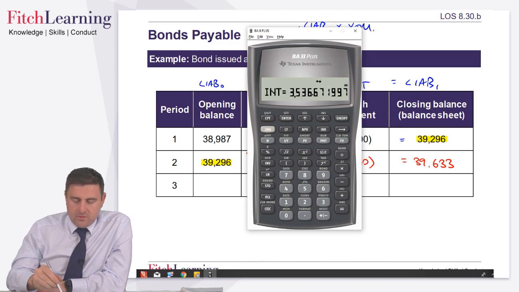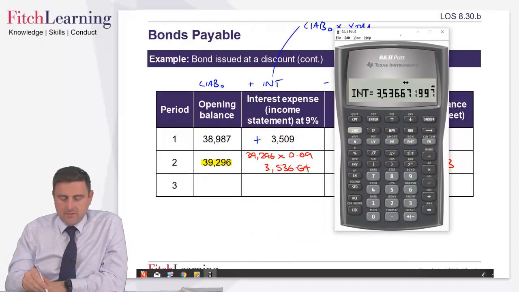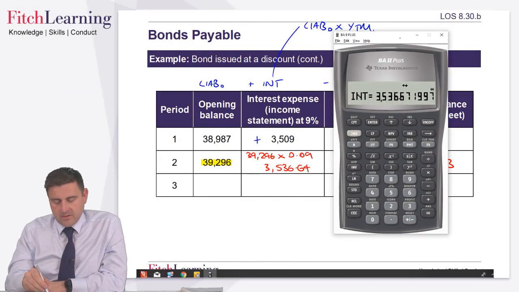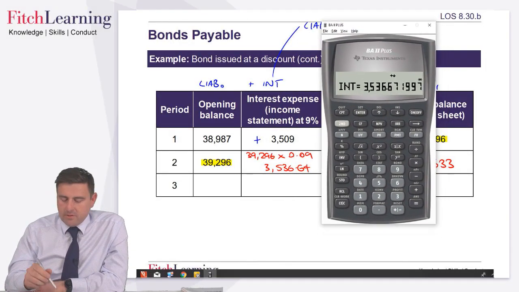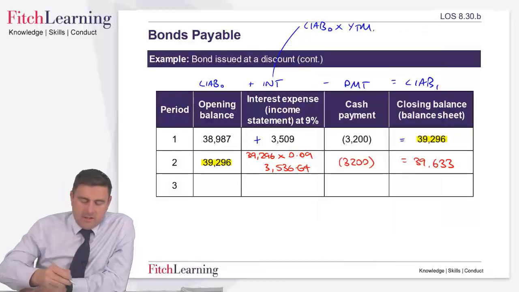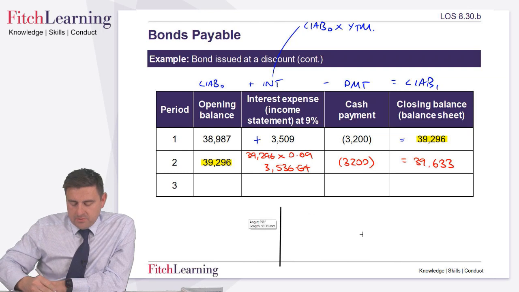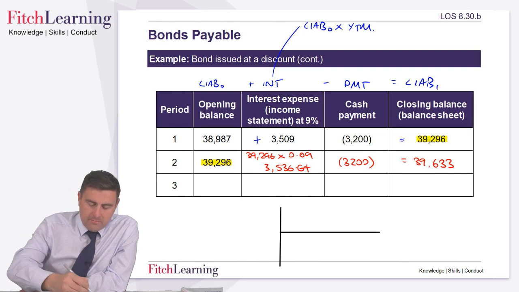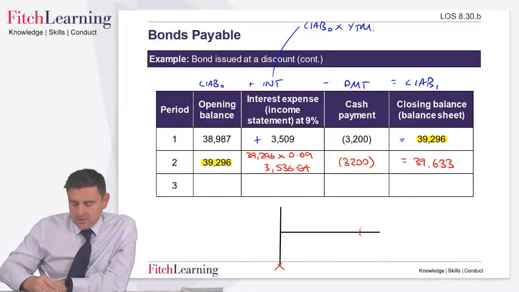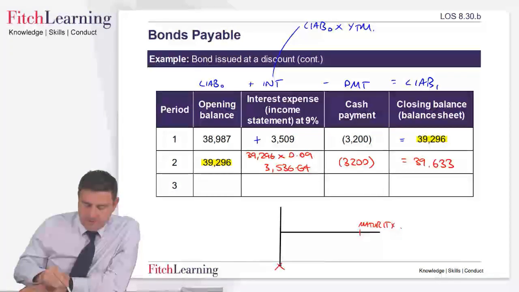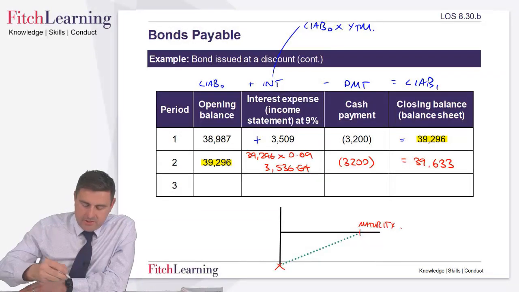But go down once more, the interest expense there, you'll see 3536.67 or 64 given the rounding. So the idea of the discount is the bond was issued at a discount. It was going to roll up, if you like, towards the maturity date over time. And what we're trying to reflect here is that slowly what's happening is the liability is changing.